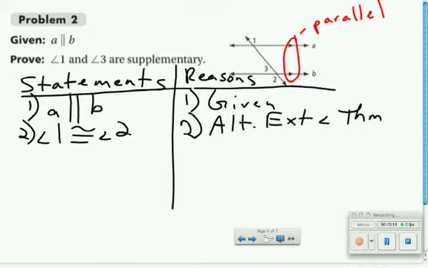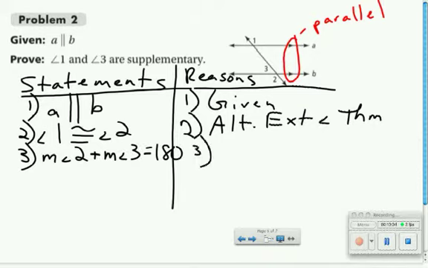Maddie, what do you see? Angle 2 and angle 3 are same side of him. No, but they are something. Angle 2, let's say this: measure of angle 2 plus measure of angle 3 equals 180. Yes, do you have a reason? Definition of a linear pair. It's not the definition of a linear pair, but you're on the right track. It has to do with them being a linear pair. It's called the linear pair postulate.